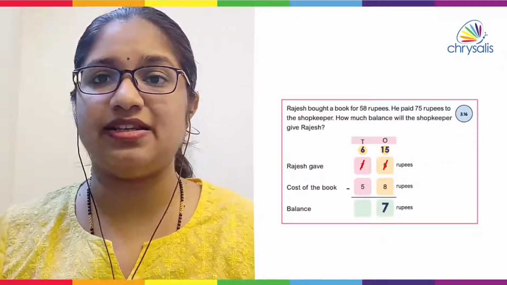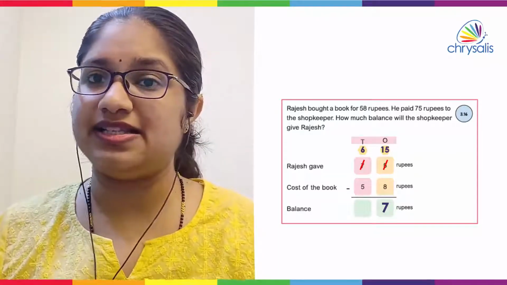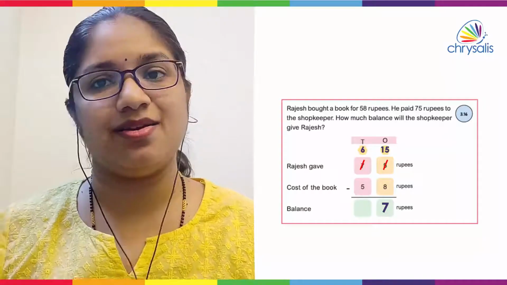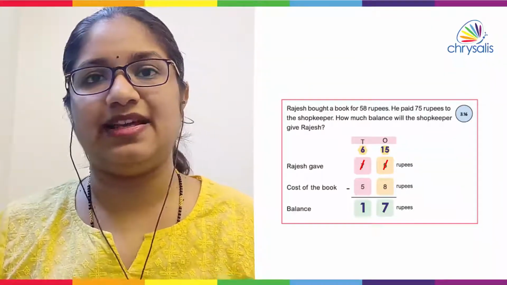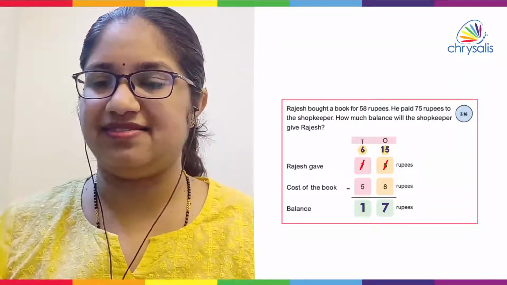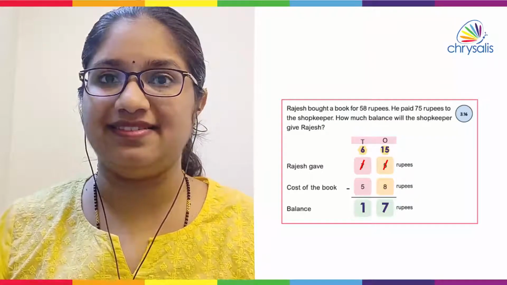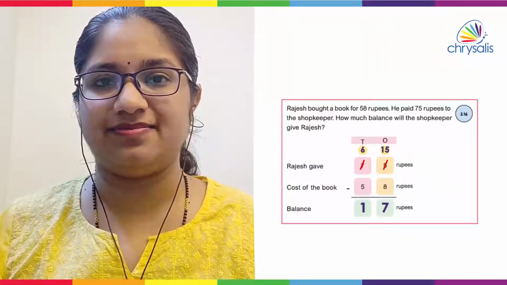So we write 7 in the ones place. In the tens place, we are left with 6 tens. So 6 tens minus 5 tens is 1. So we write 1 in the tens place. The balance amount is 17. Have we all got it right? Well done. Try again if you did not get the right answer.